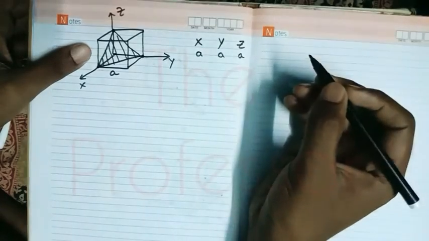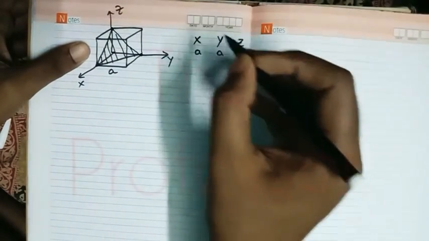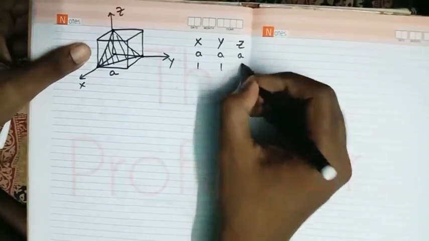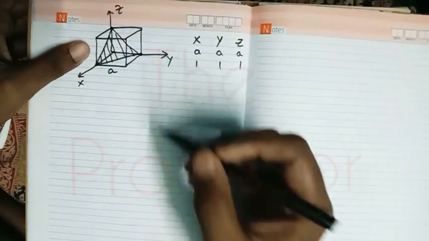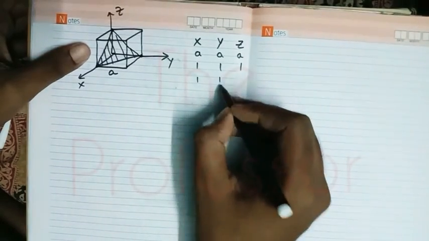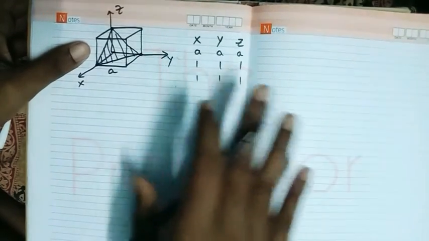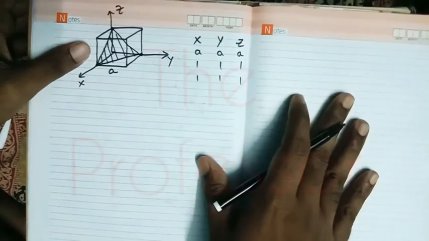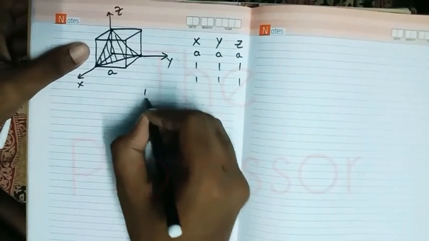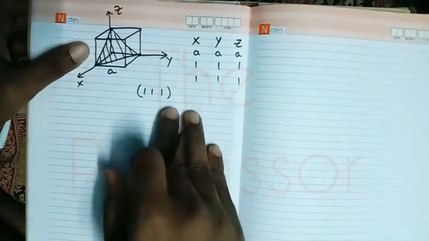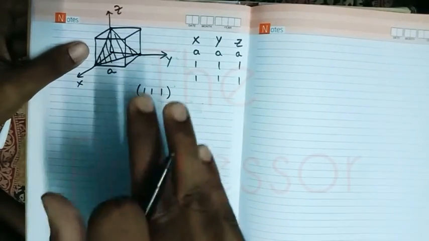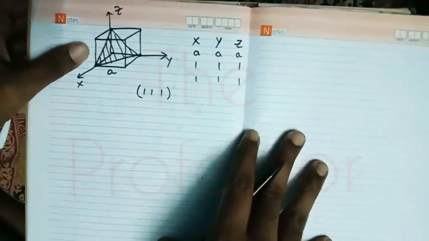Now the next step is to replace the parameter with 1, and then we have to take the reciprocal. The reciprocal of 1 is again equal to 1, and it does not need any further simplification. So when we put these three numbers 1, 1 and 1 inside the parenthesis, it finally represents the Miller indices for this particular plane.